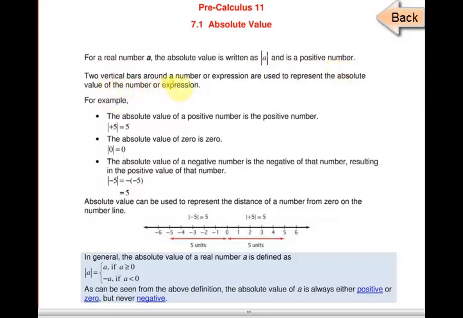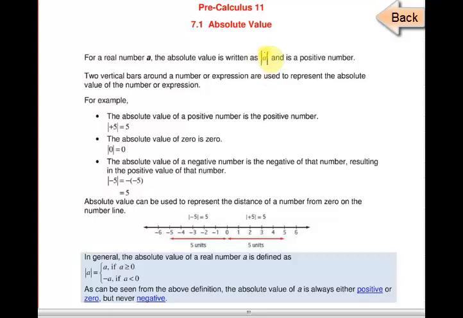Two vertical bars around a number or expression are used to represent the absolute value of the number or expression. And don't get them mixed up with the numbers 1 and 1. It's not like you have 1a1. These brackets are bigger than the numbers.